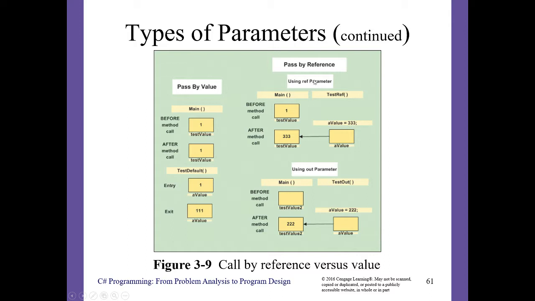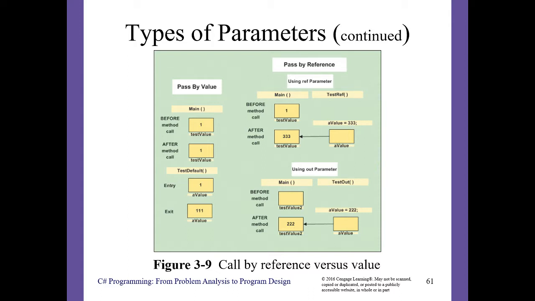Now we can pass by reference, and that's a little different. In that case, when we pass a value, we're passing the address of that value, the memory location. So the method that we call is working on the same exact value in the same exact location in memory. So when that method is complete, our value is updated based on that method's updates.